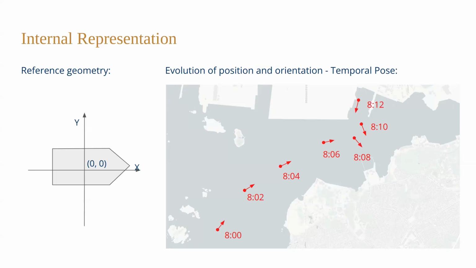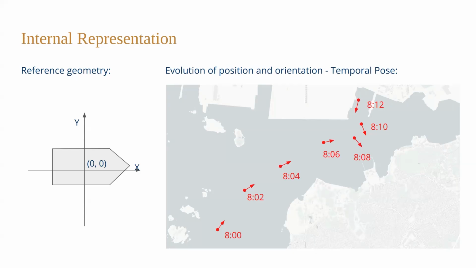On one side we have the reference geometry, stored a single time with its rotation center around 0, 0, and facing the positive x-axis. So the conceptual front of this geometry is toward positive x. This is the reference geometry stored a single time. Next to this, we also have the evolution of the position and orientation of this object over time.